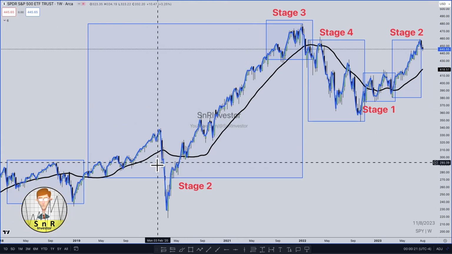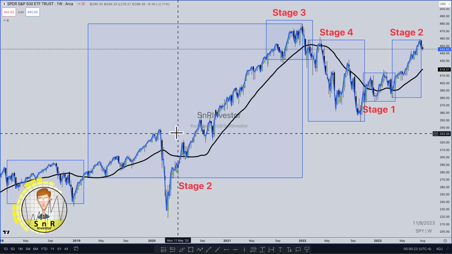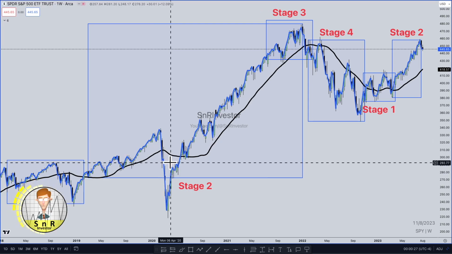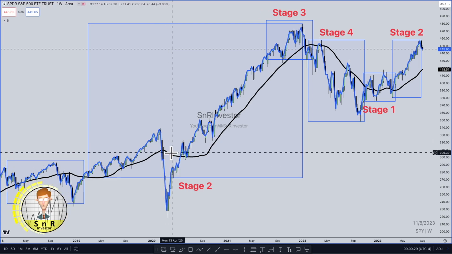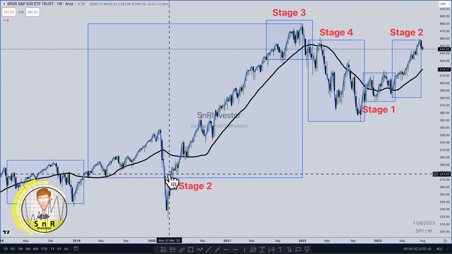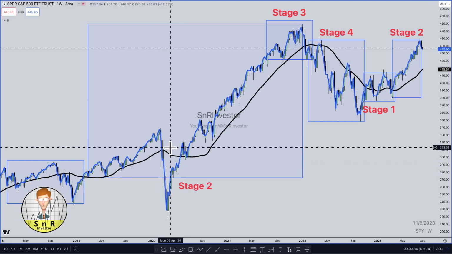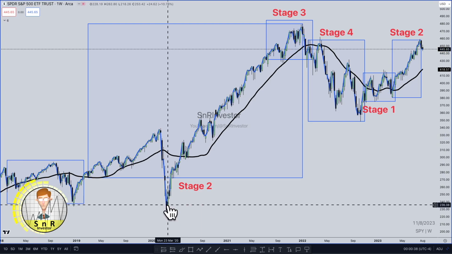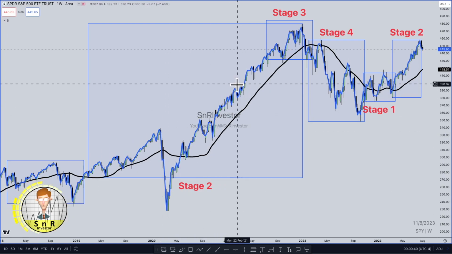So this COVID panic sell of the S&P 500 is an anomaly, and it's just a very unforeseen event that no one could have predicted. So it reacted really fast and to the downside, but it still continued on an uptrend after that.